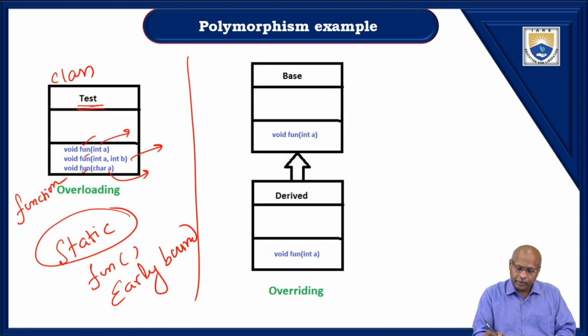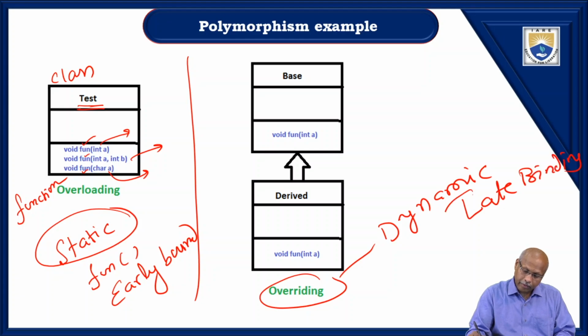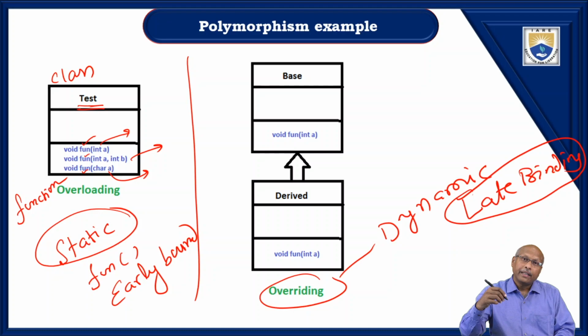whereas overriding is dynamic. This comes under late binding, because during runtime it will decide which particular address will be bound. Every function has to be bound to a particular address. That will be known during runtime. So that means it is very late, where this is very early. That's why this is early binding, this is late binding.